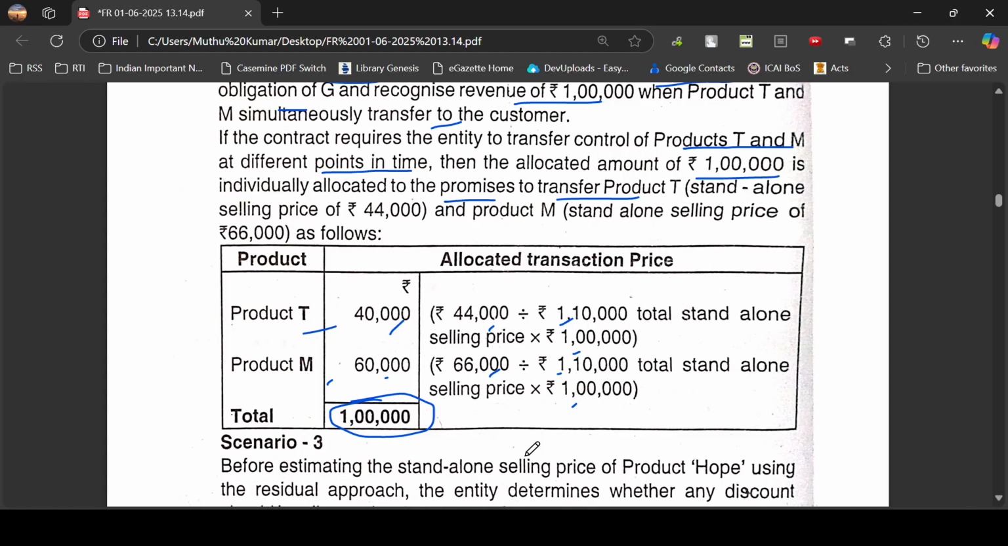Because he is selling only for 40,000, 1 lakh now. The other product is selling for the cost. They are selling at a loss, 4,000 and 6,000 loss, but they are sold for profit.